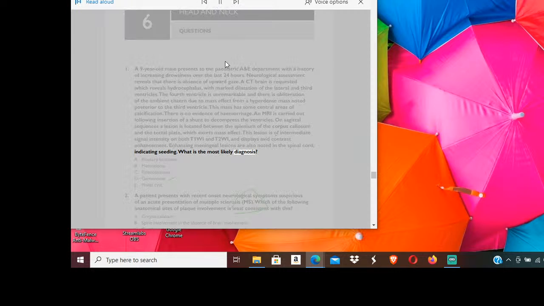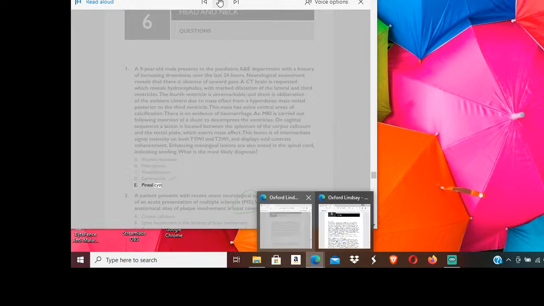What is the most likely diagnosis? A. Pituitary teratoma. B. Meningioma. C. Pineoblastoma. D. Germinoma. E. Pineal cyst.